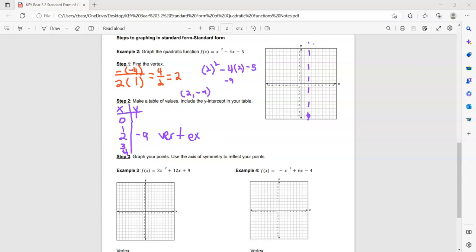Since x is 0, I can make my y-coordinate for that be negative 5. That's the y-intercept. Okay? So 0, negative 5 is a point that I'm going to plot.